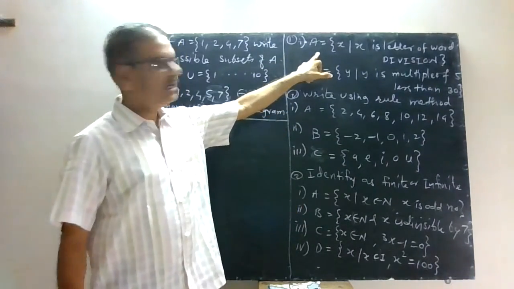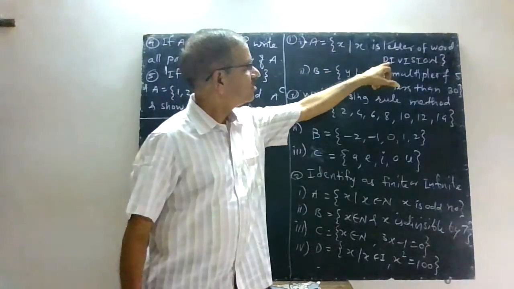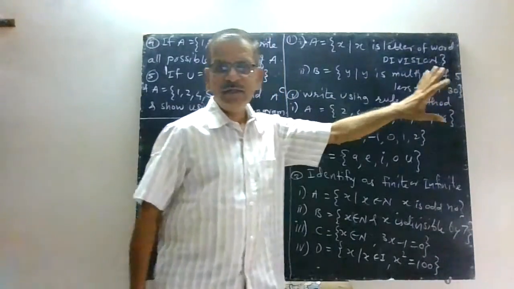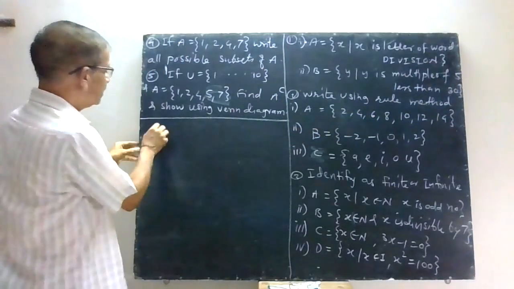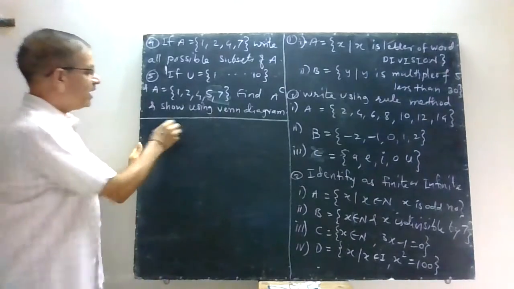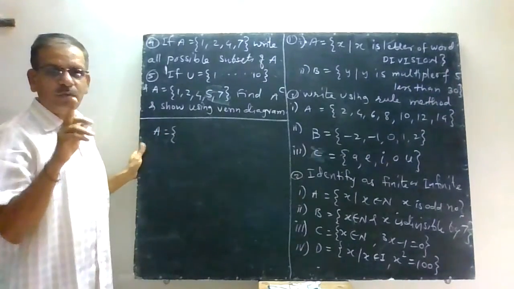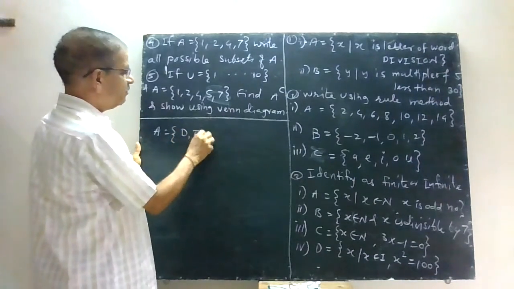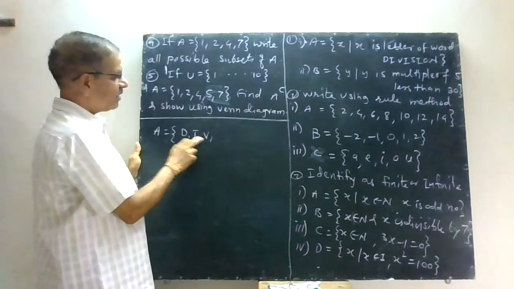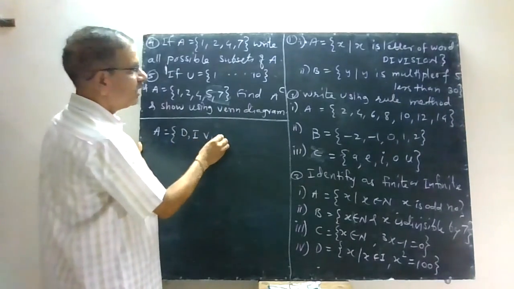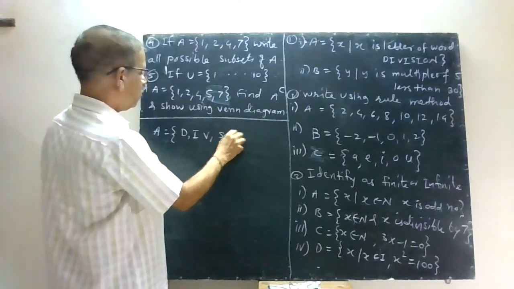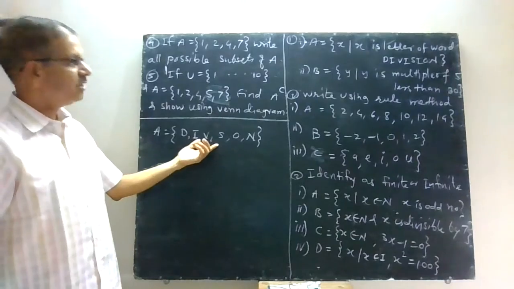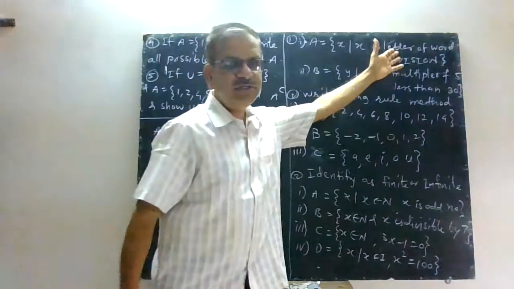Here set A is such that letters of the word division. Now you can see here DI, VI, SION. These are the letters of the word division. While writing the set, you have to write one letter only once. So D, I, V. One more time I, we have written already I, so we will not write that. S, I again, O and N. So in this way you can write down the set of the letters of the word division.